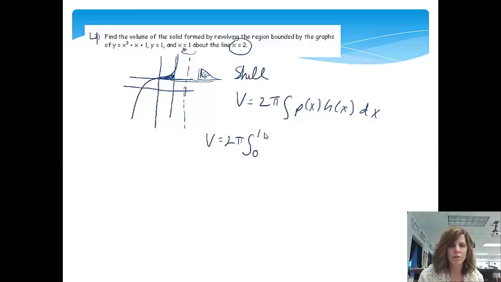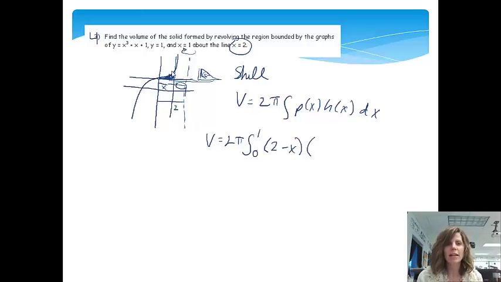So 0 to 1. My p of x is going to be, this is where it's going to change a little bit. When I go to figure out where it's going to go from, if I put a little layer in there, so let's say I put my layer right there, the p of x is always the radius, which is the distance from the axis over to that layer. Okay, to figure that out this time, I know that the distance from the y-axis over to that layer is x, and this whole thing is 2. So to figure out what this part would be, it would just be 2 minus x. So we're going to have 2 minus x, and notice that's where it's not just x.